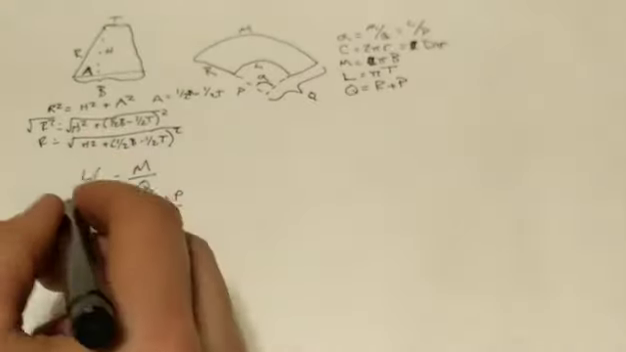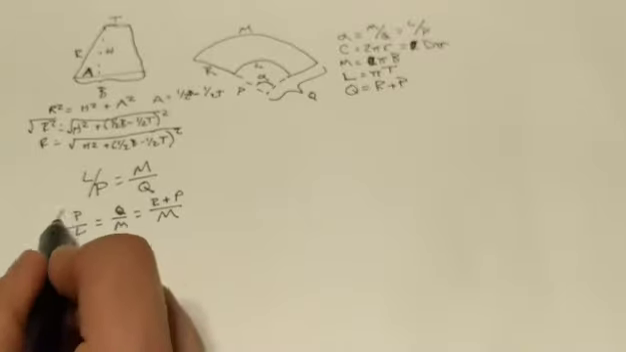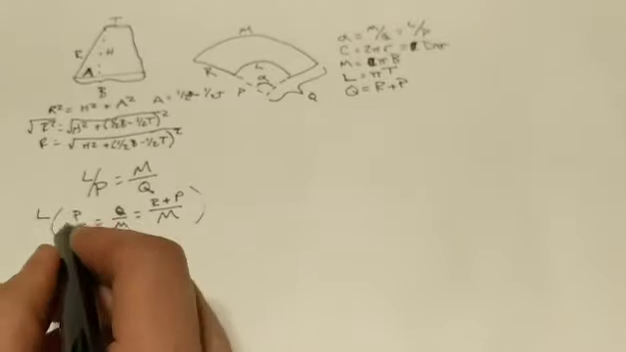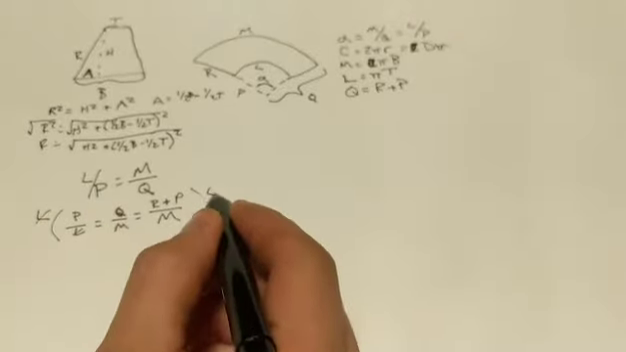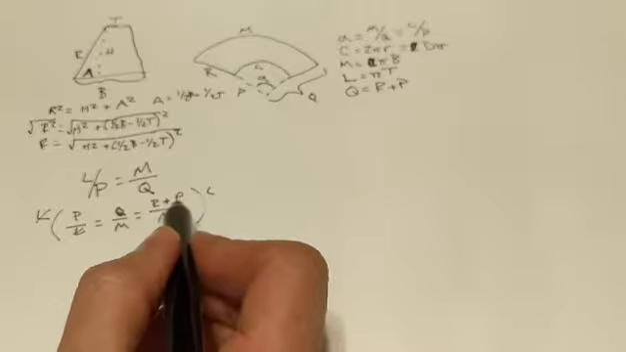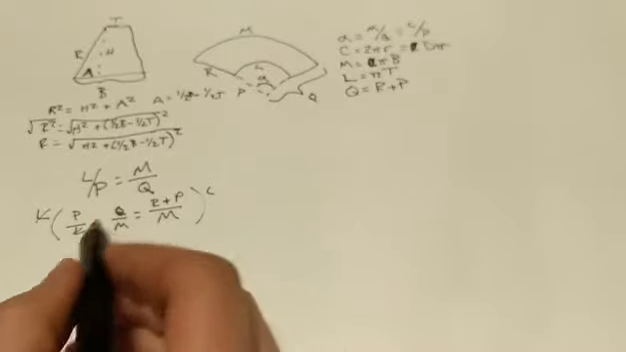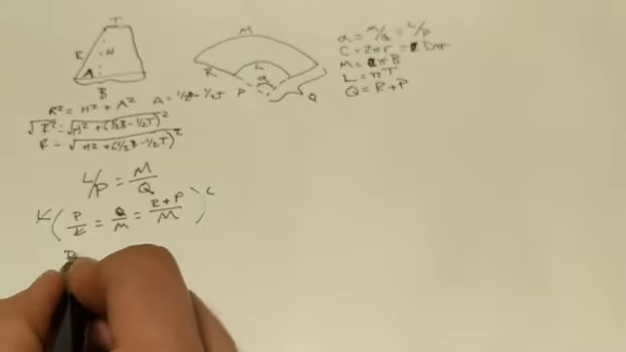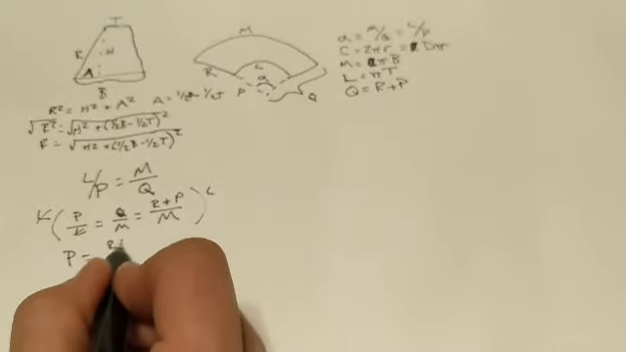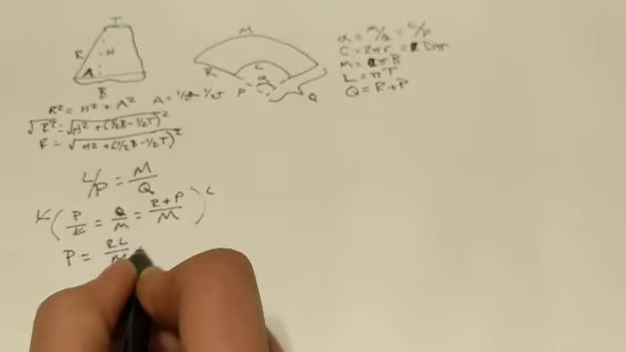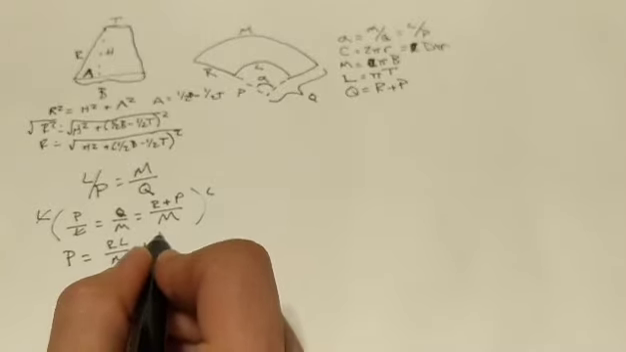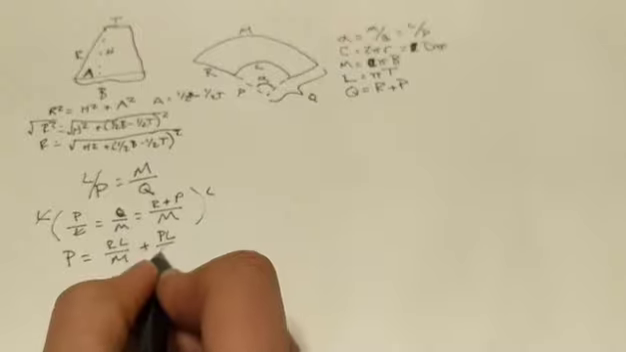Okay? Then to get rid of this L, we are going to multiply both sides, in this case, by L. That'll cancel out here and over here. We'll get RL plus PL over M. Or we can write it P is equal to RL over M plus PL over M.